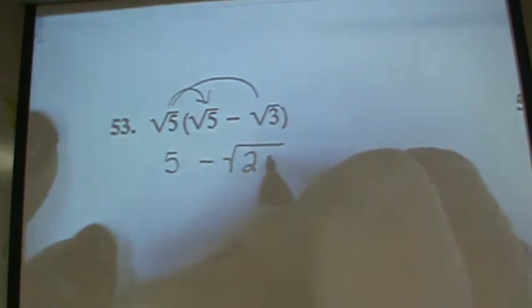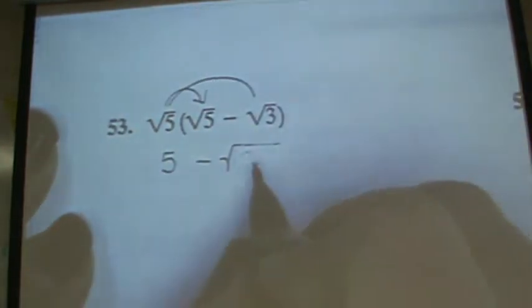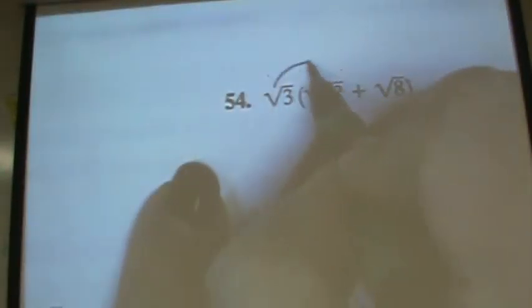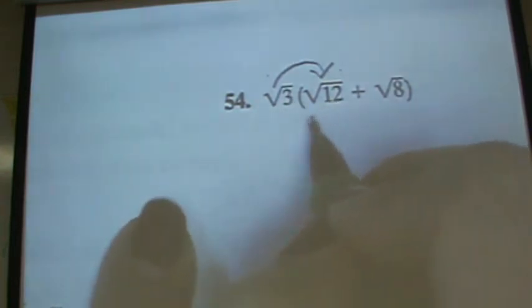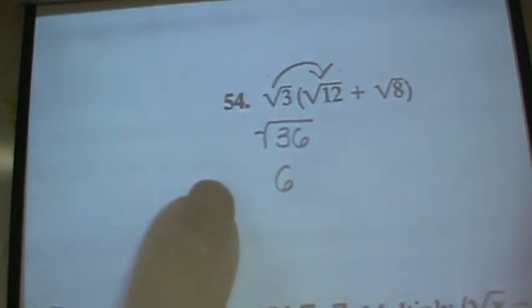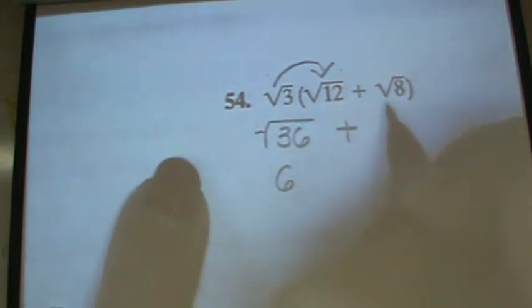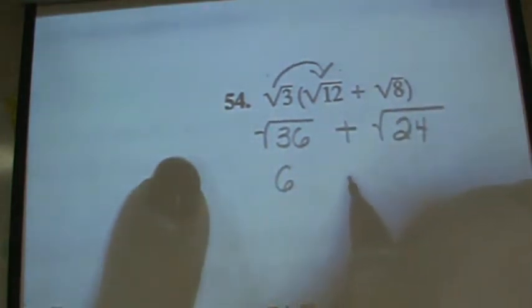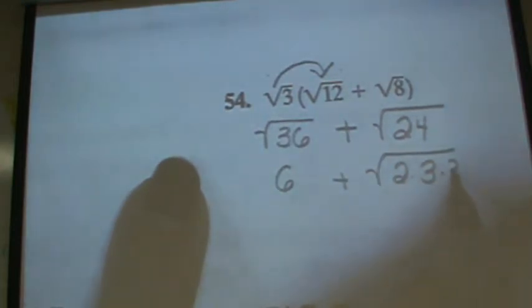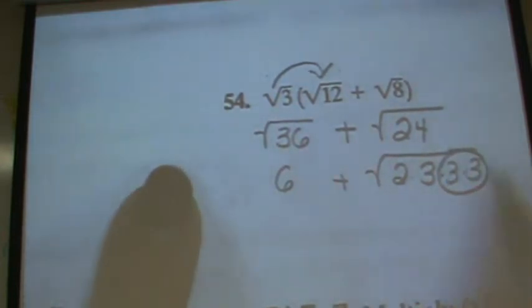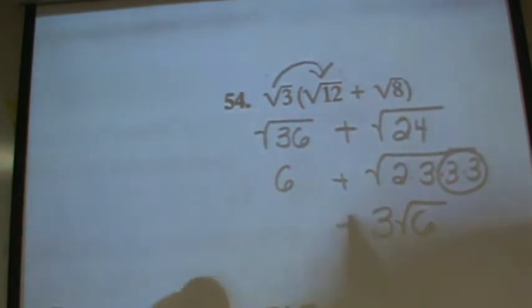Okay, next. Moving along. Now we are going to use the distributive property. Root 5 times root 5 is root 25, which is 5. And root 5 times root 3 is root 15. 5 times 3 is 15. Number 54. Root 3 times root 12. Well, root 3 times root 12 is root 36. And I know root 36 is 6. And then plus root 24. And 24 is 2 times 8. So we're going to pull a 3 out, and we're going to be left with root 6. But don't forget you have this 6 here.